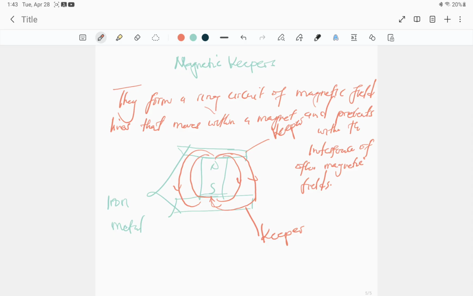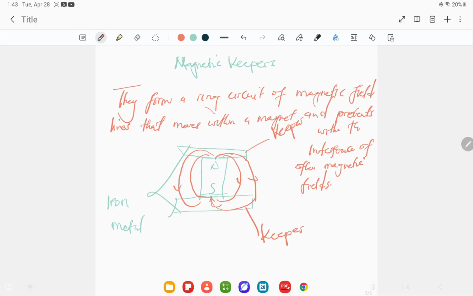Now, magnet keepers connect the north pole and the south pole. So this allows the field to circulate within the irons instead of dispersing away. So these keepers keep the strength by keeping the magnetic field lines moving within the magnet and avoid the magnetic field lines of the magnet interacting with other magnetic field lines that will reduce its strength.